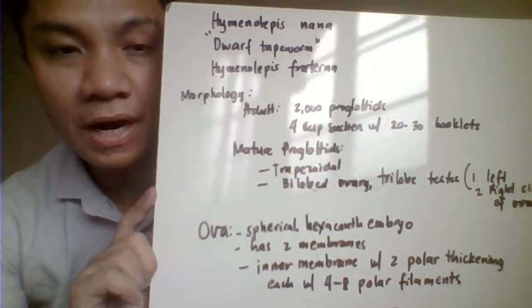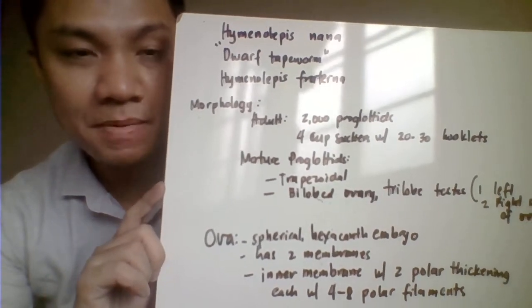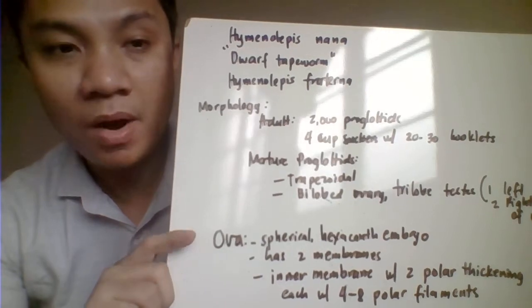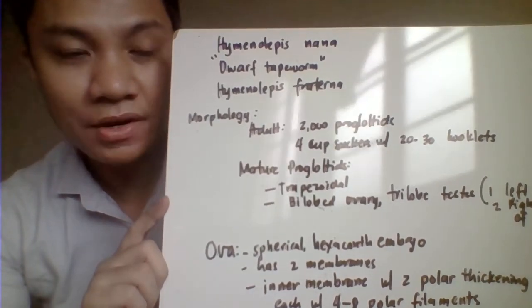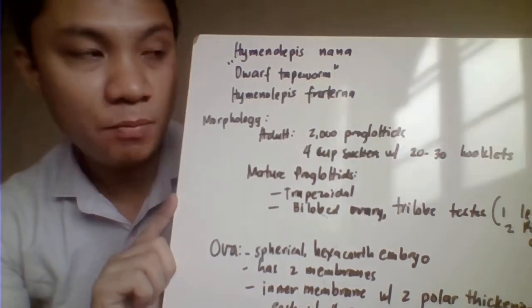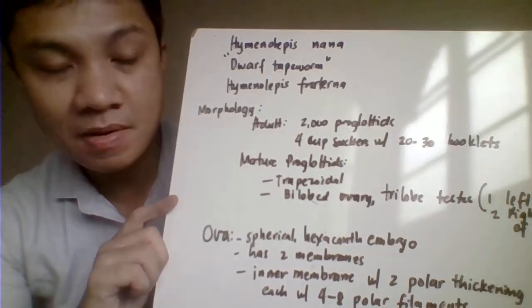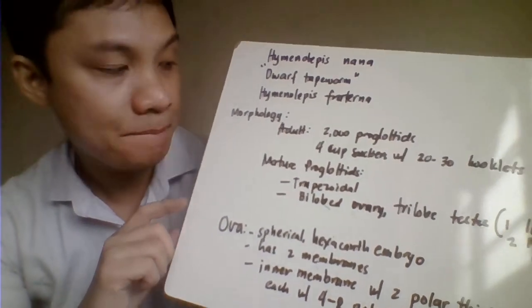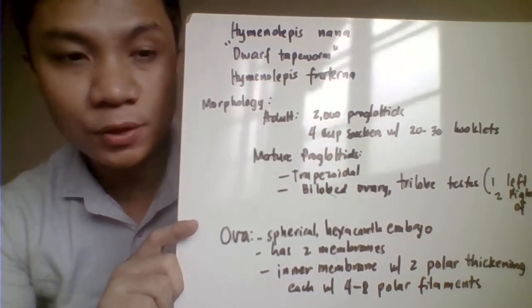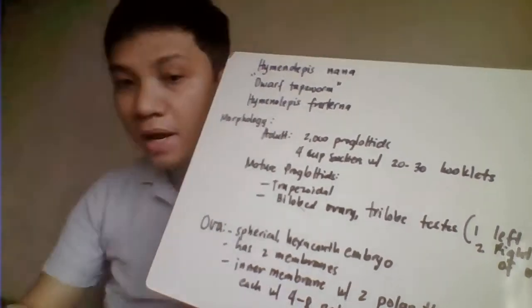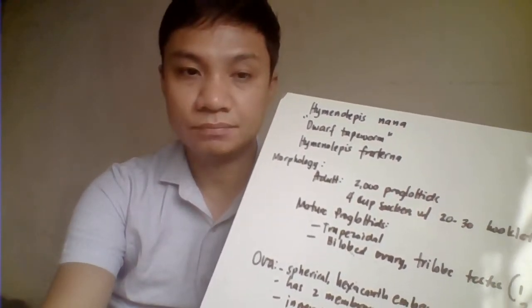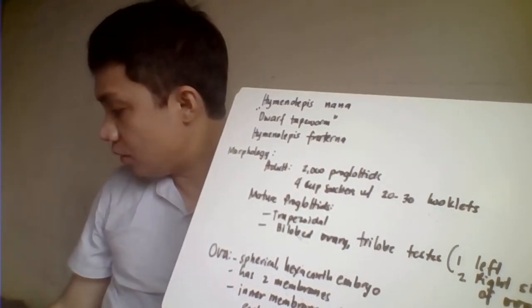Okay, now we go to your Hymenolepis species. For the first one, we have your Hymenolepis nana. Other name for that one is your dwarf tapeworm. Other name for that is Hymenolepis fraterna. So for the morphology of adult worms, we will have here 200 proglottids. It's only 200.